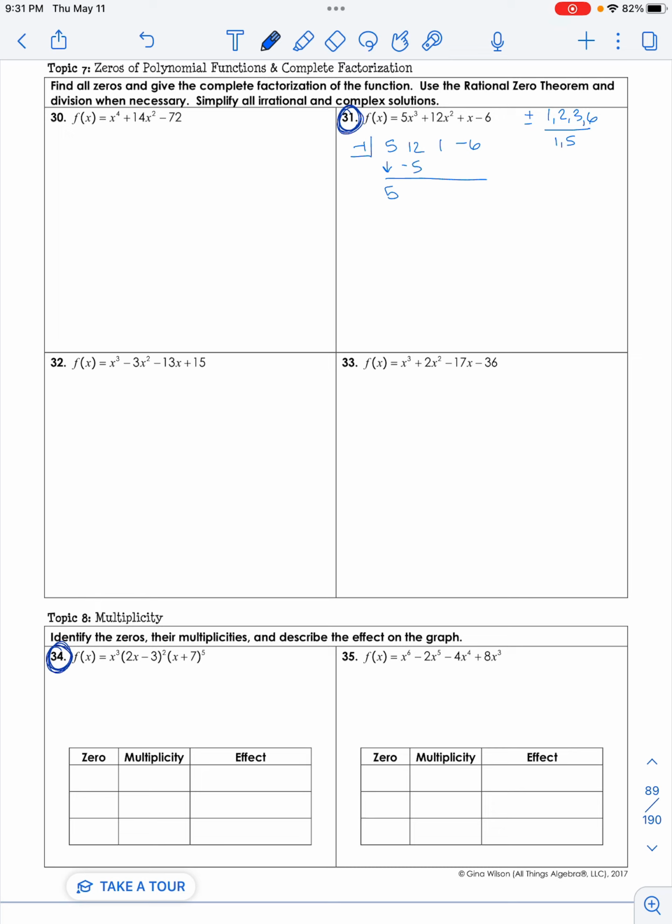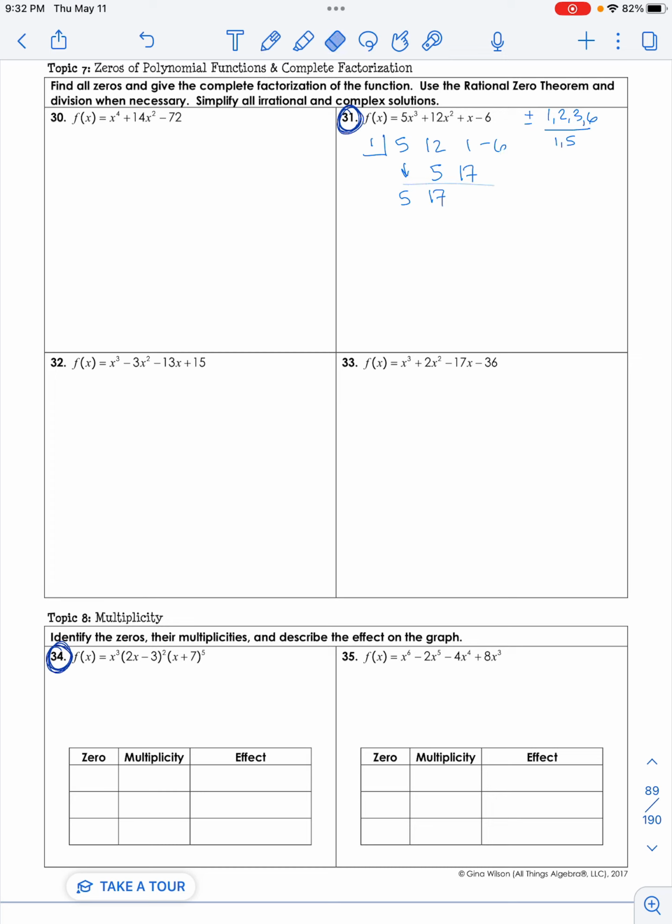-5, that would give me 7. If I put 7 here, I get an 8. And -8, that is not going to work. So -1 is not a factor. -1 is not a root. Let's try 1. 5, 12, 1, -6. Bring this down. That would be 5. That would give me 17. 17. Not working here. Let's see.